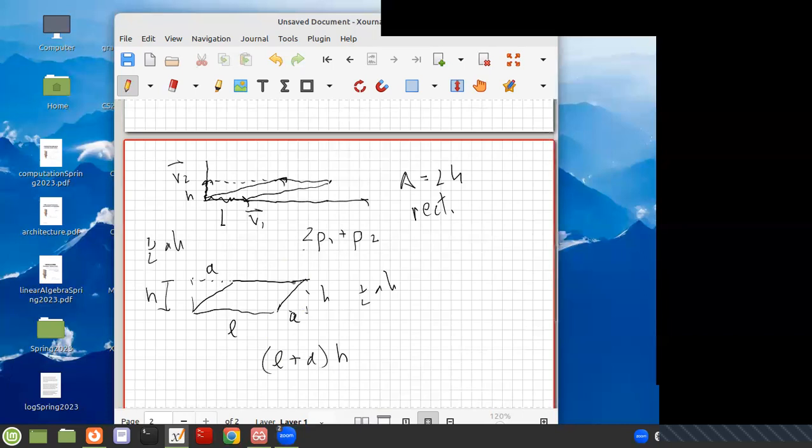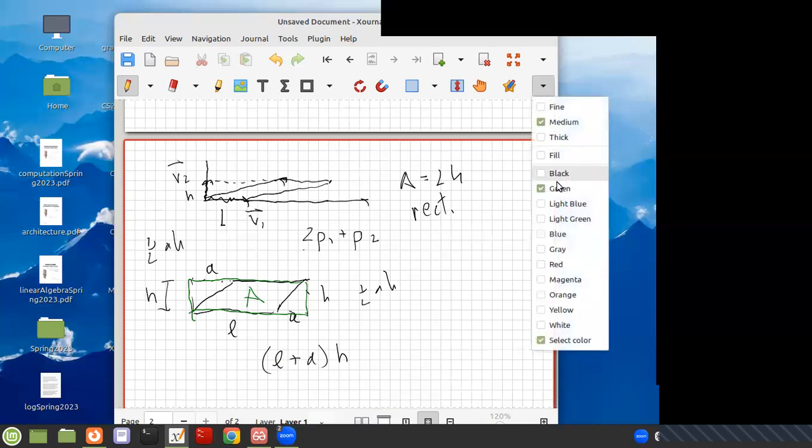It's important that you see the geometry, because otherwise, here's the big rectangle, and this is the area that I want in here, okay?